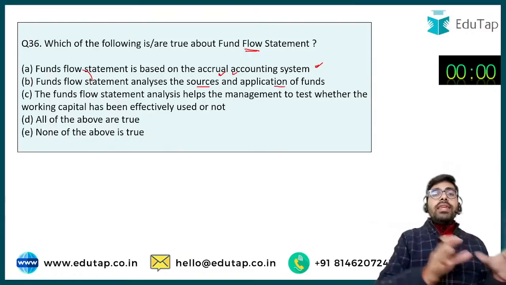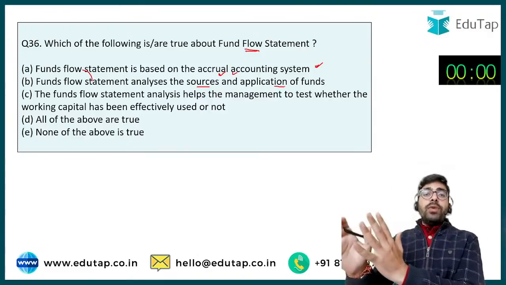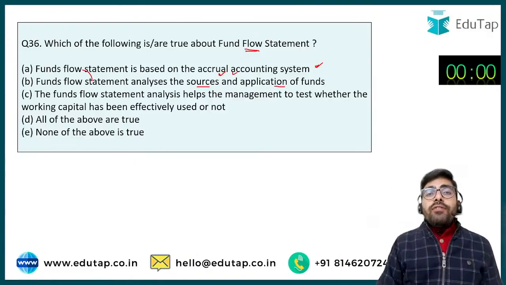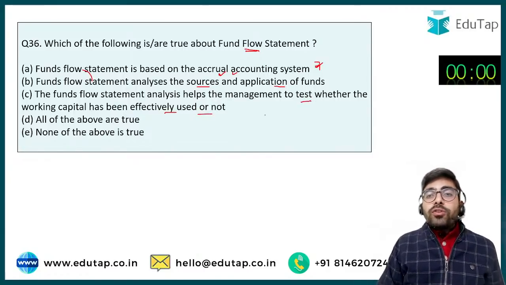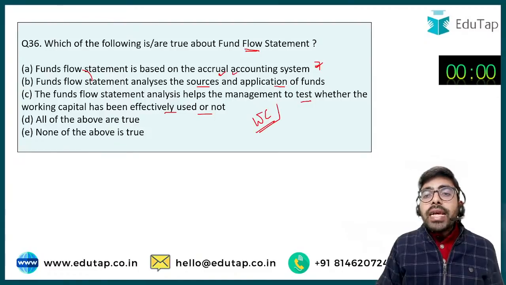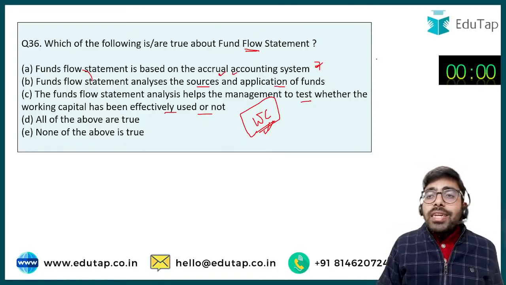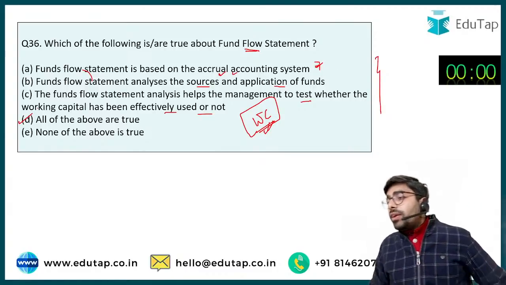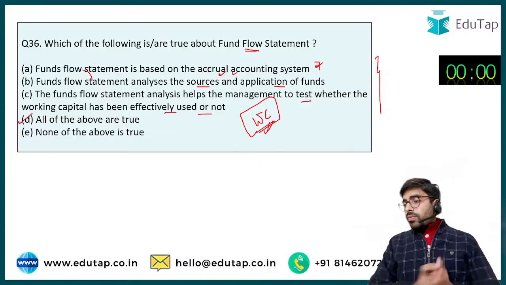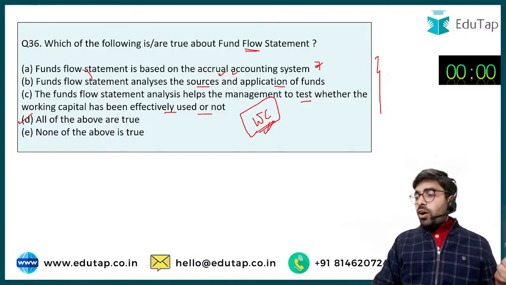We have already seen how this statement is prepared. On one side we are putting sources, and on the other side we are putting application. The fund flow statement analysis helps the management to test whether the working capital has been effectively used or not. So this fund flow statement is basically concerned with the working capital only. So all these statements are true. So the answer is going to be option number D. All of the above are true.